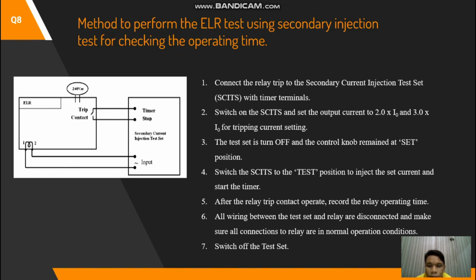Then we have to switch the SCITS to the test position to inject the set current and start the timer. After the relay trip contact operates, record the relay operating time. Then the wiring between the test set and relay is disconnected, and we also have to make sure all connections to the relay are in normal operation condition. And lastly, we have to switch off the test set.